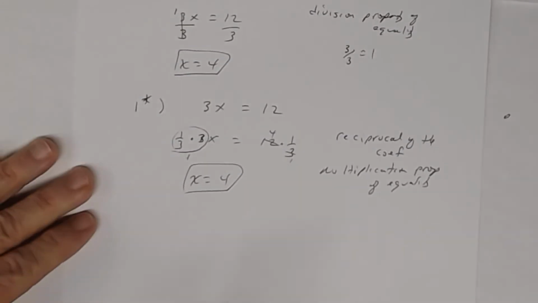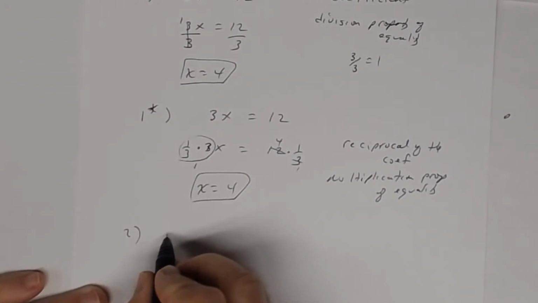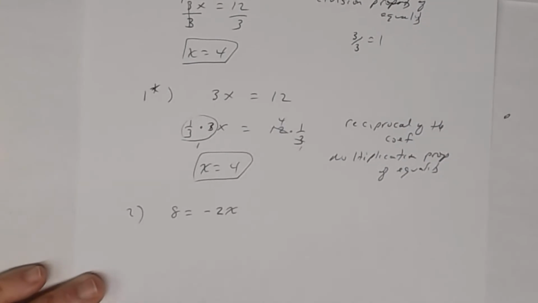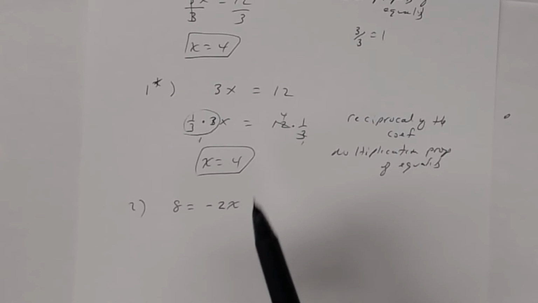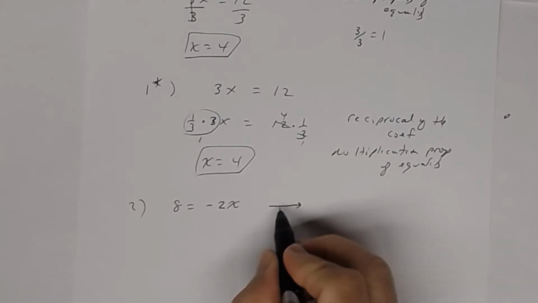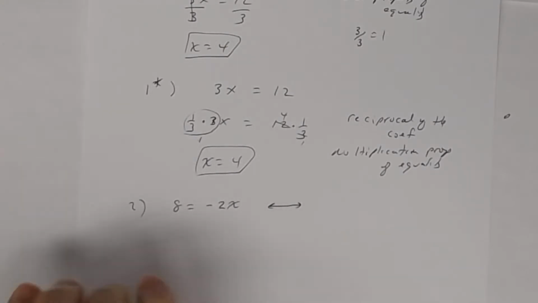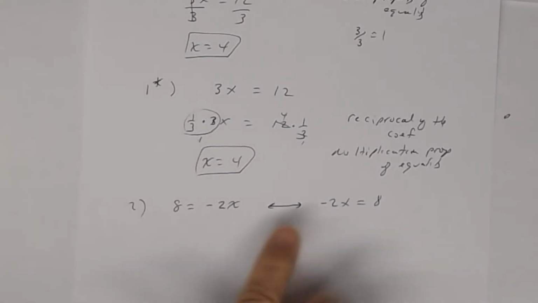Okay. So number 2. So let's look at number 2. Let's suppose we had 8 equals a negative 2x. All right. So notice that the variable term appears on the right side. If you want to, you can use the transitive property to reverse this. So if 8 equals negative 2x, then negative 2x equals 8, and it does not matter which of these equations you use because they're the same equation.